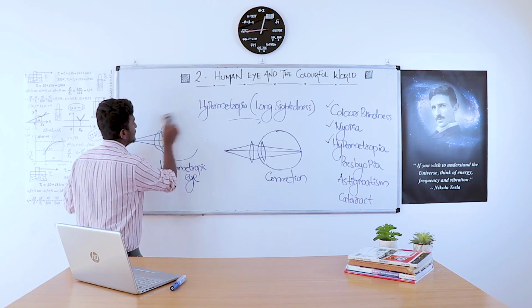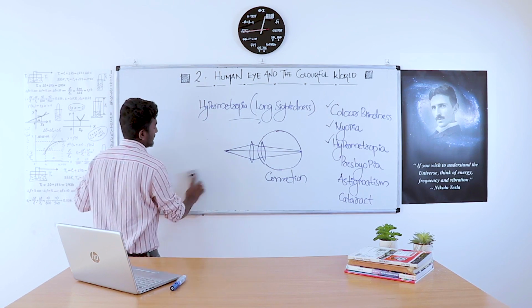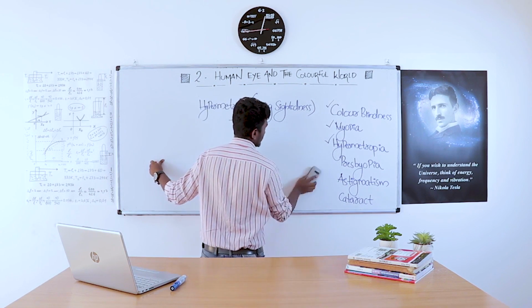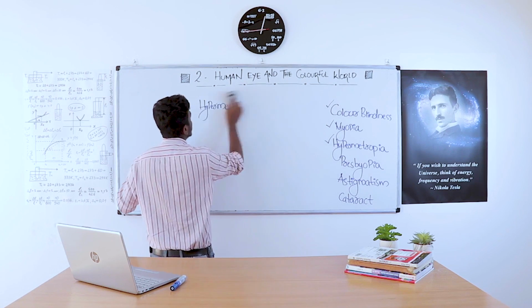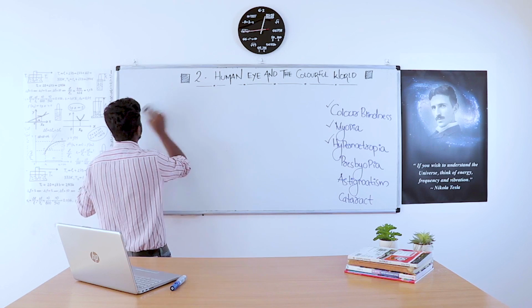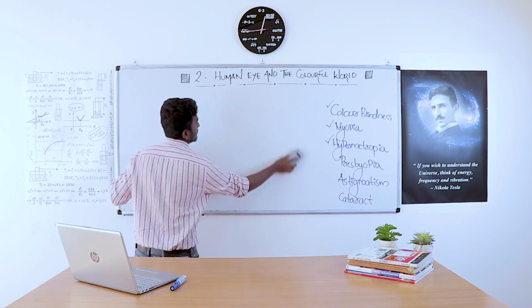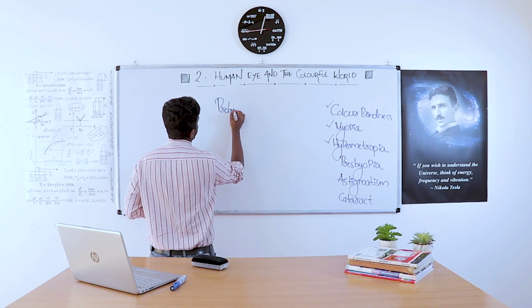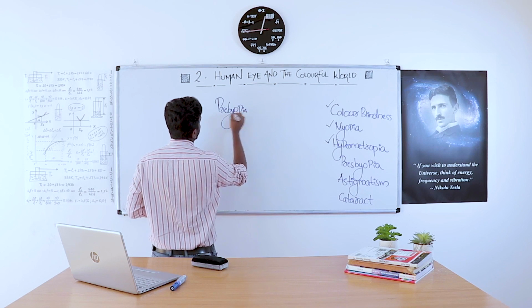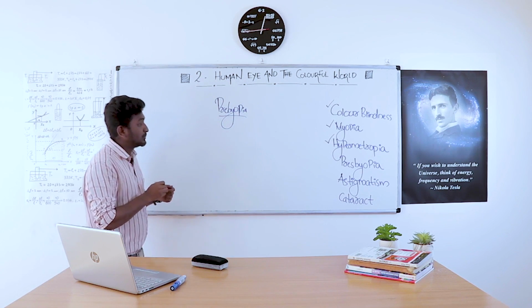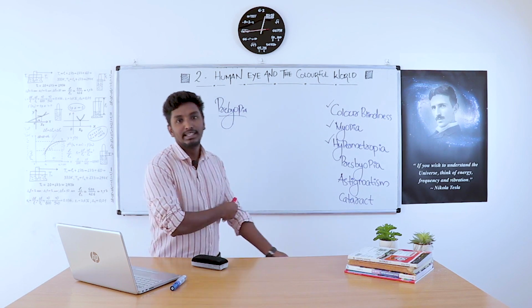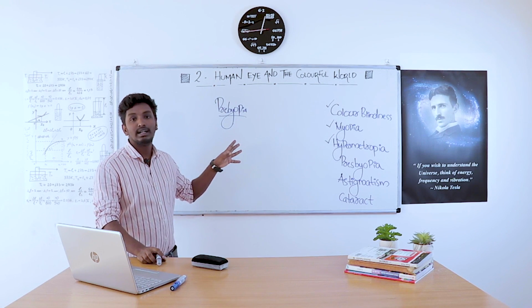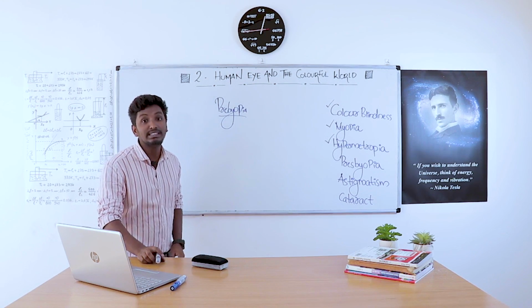Okay. Now the next defect we need to discuss is presbyopia. Presbyopia is a defect in the human eye that happens due to aging.